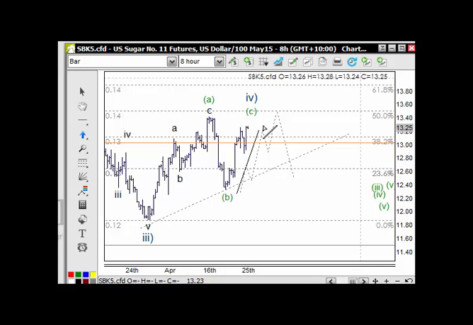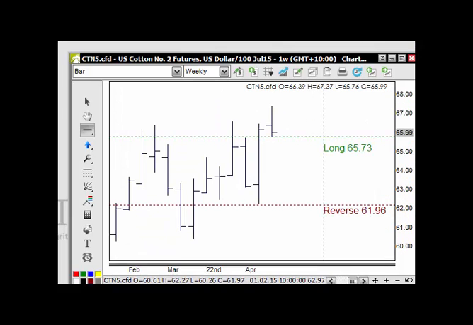In terms of wave 1 and 2 here, and then 3 and 4 and 5, getting the same sort of rough length to these two here. We'll see.